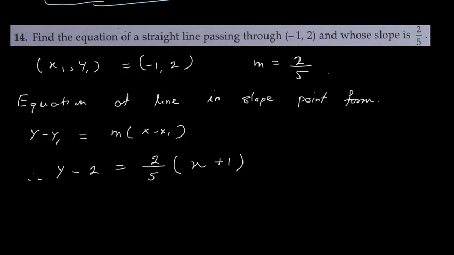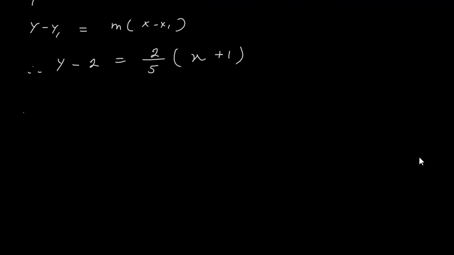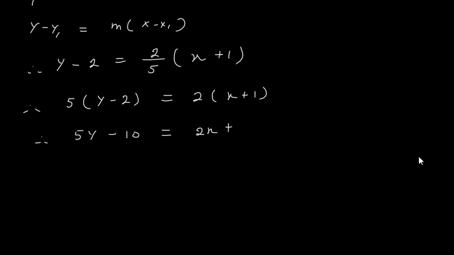Now therefore you can move 5 on the left hand side, so you can say that 5 into y minus 2 is x plus 1. So therefore 2 into x plus 1 is 2x plus 2, and you can say that it is 5y minus 10. So therefore you can bring this 5y on left, it will become minus 5y, and bring this minus 10 on left, it will become plus 10. So it is 2 plus 10, 12. So 2x minus 5y plus 12 equal to 0 is your required equation.